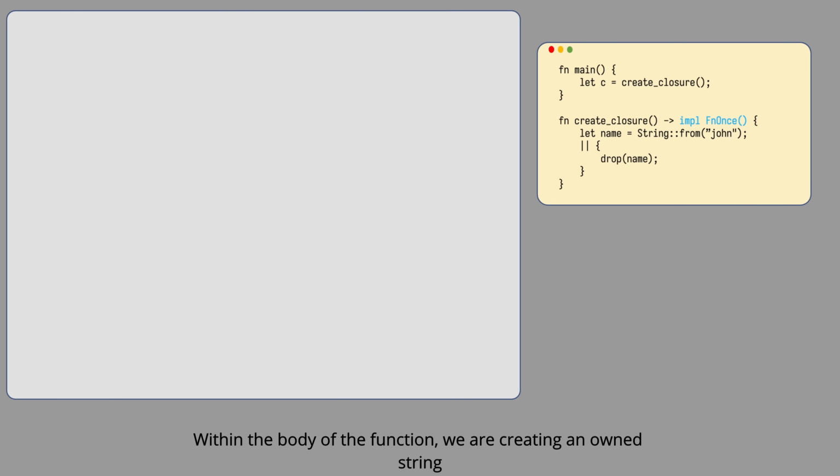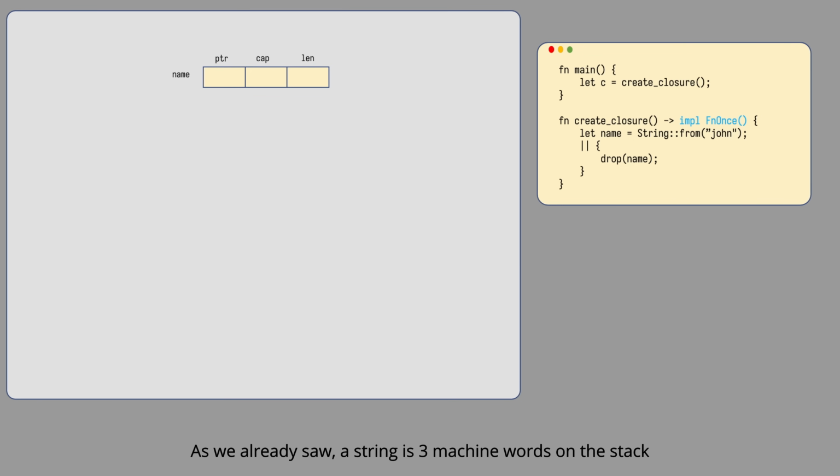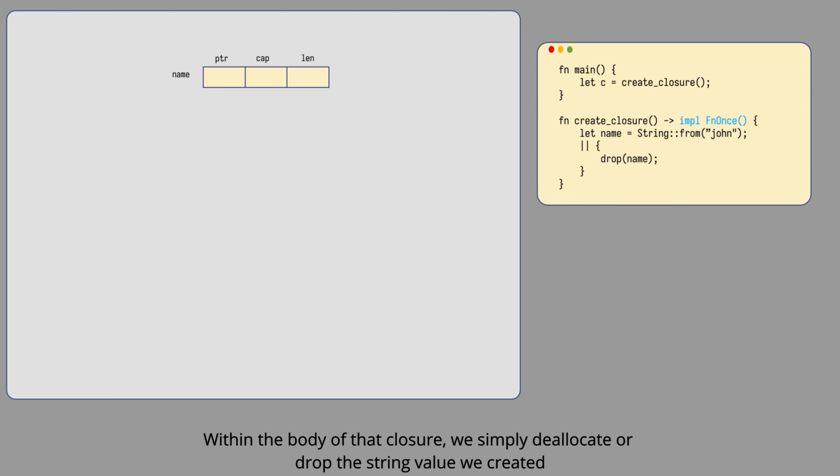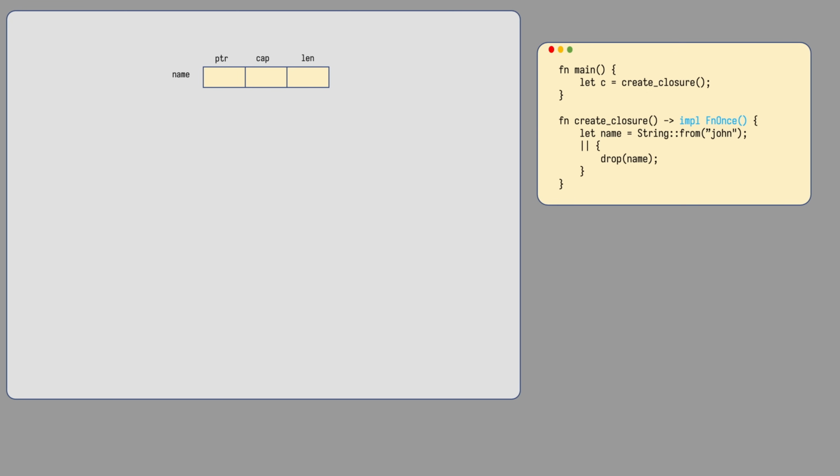Within the body of the function, we are creating a string. As we already saw, a string is 3 machine words on the stack. Then we create a closure. A closure can use data that belongs to an enclosing function. Within the body of that closure, we simply deallocate or drop the string value we created.